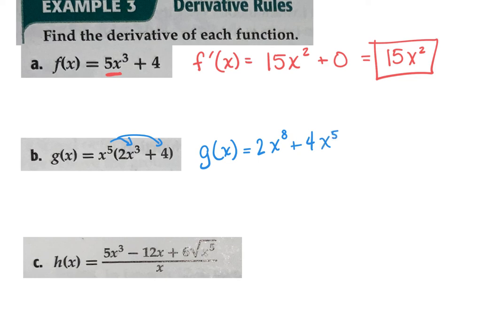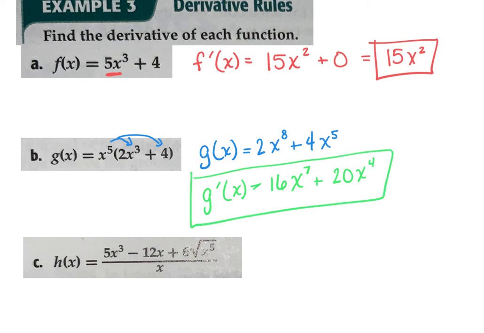And now I'm going to take my derivative. So my derivative of this individually, 8 times 2 becomes my coefficient. My new exponent is 7, plus 5 times 4, and my new exponent is 4. That is my derivative. Now, wouldn't that be much better than doing the limit theory here and adding x plus h to the 8th power? Oh, dear.